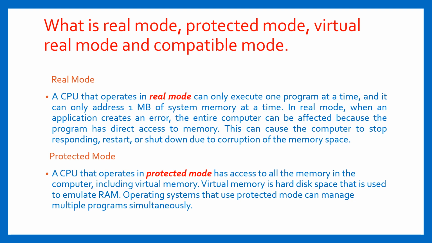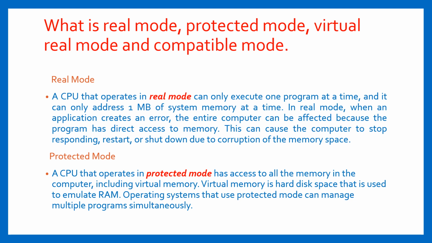One more thing to remember is, in real mode whenever an application gives an error, then the entire computer can be affected. In the sense, the computer may stop responding, or it may restart, or it may shut down. This occurs because the program has direct access to the memory. Due to this reason, there will be a sudden change in the state of the computer.